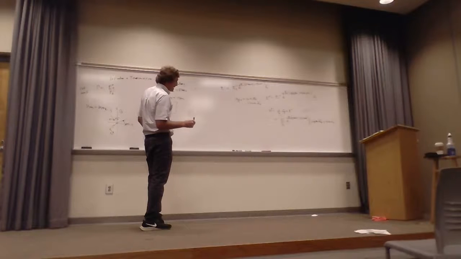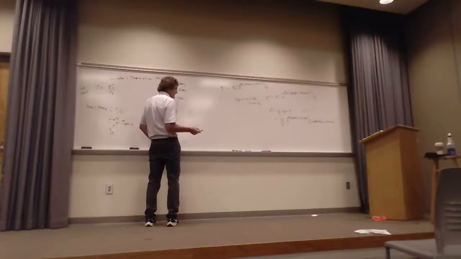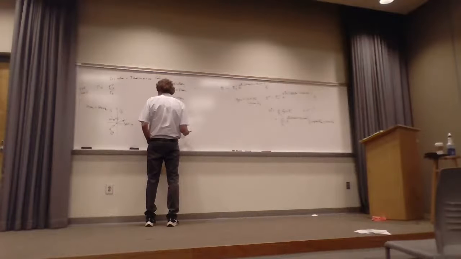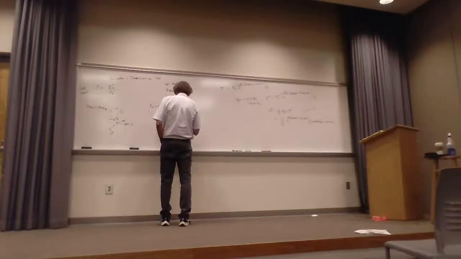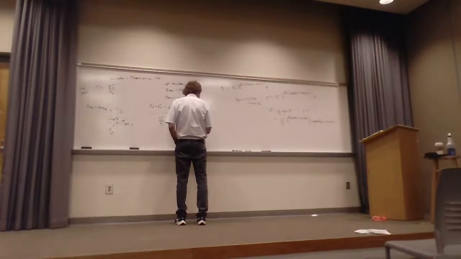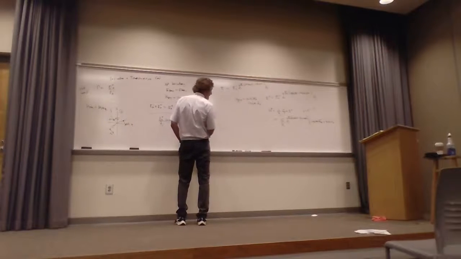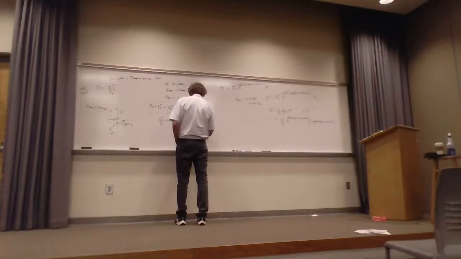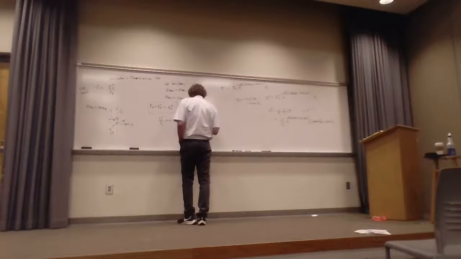And then if you look at the incident field, this is the AX version, you're going to have plus E naught incident over eta 1 times cosine of theta incident equal to E naught transmitted over eta 2 times cosine of theta transmitted. And this would be the AX component.